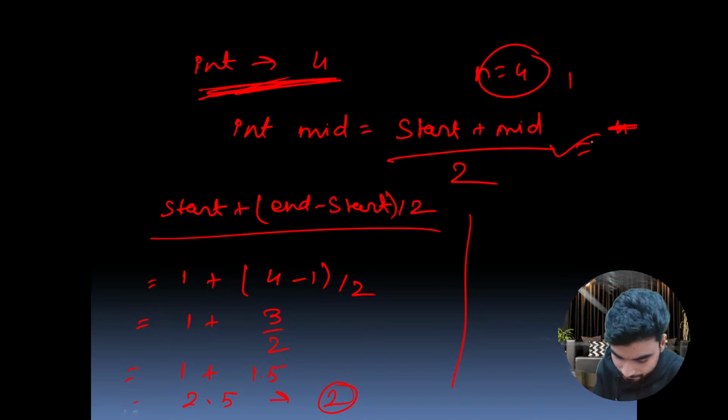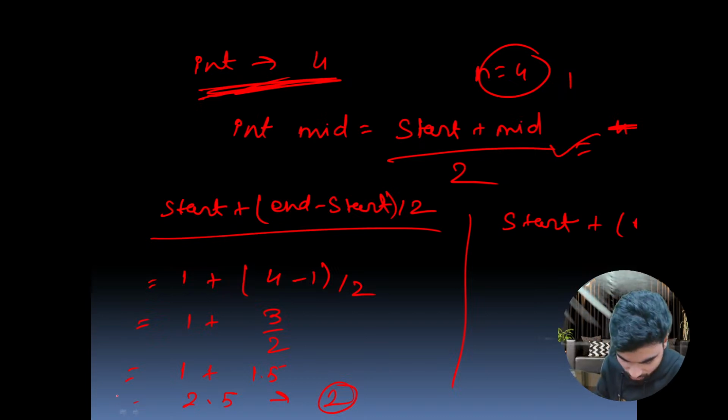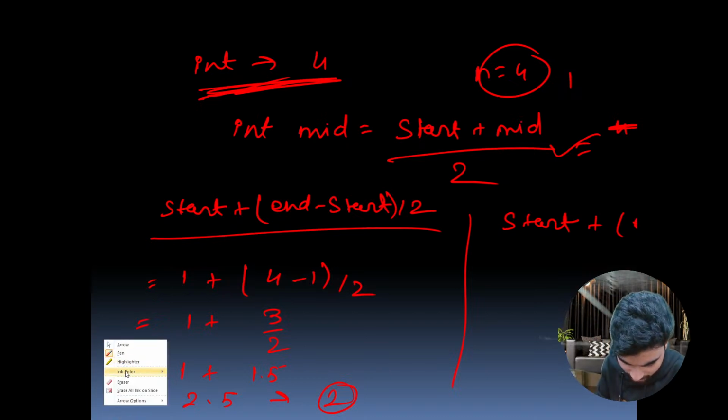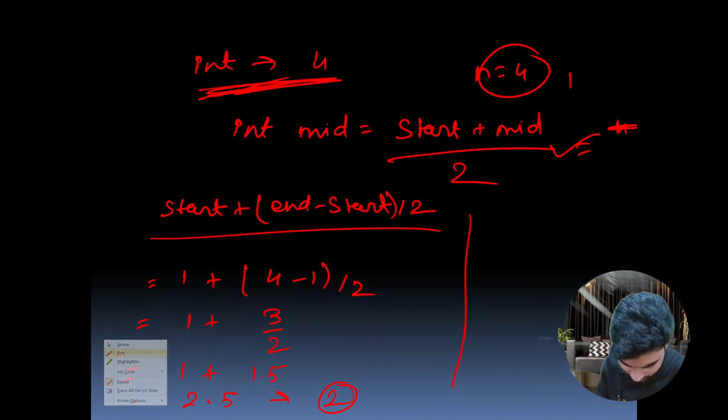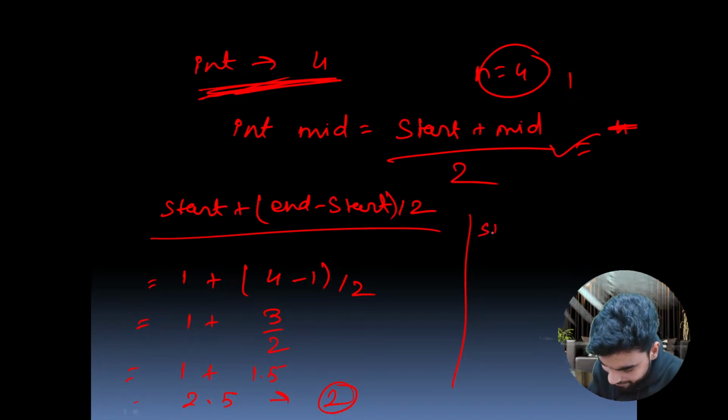So now look at this. This is start, and plus this is end. Actually there is no space, so I cannot write directly there. I'll erase it for a while. I'll write in a small start plus end minus start by 2.